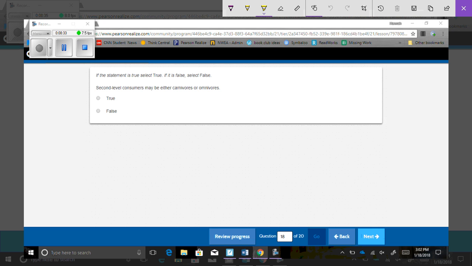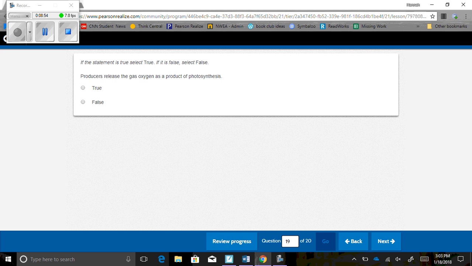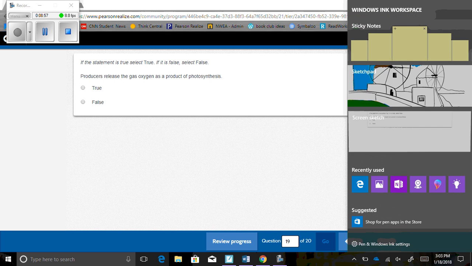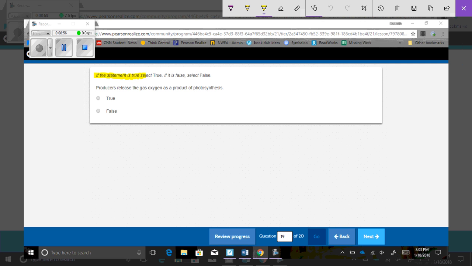Question 18. If the statement is true, select true. If it is false, select false. Second-level consumers may be either carnivores or omnivores. True or false? Question 19. If the statement is true, select true. If it is false, select false. Producers release the gas oxygen as a product of photosynthesis. True or false?